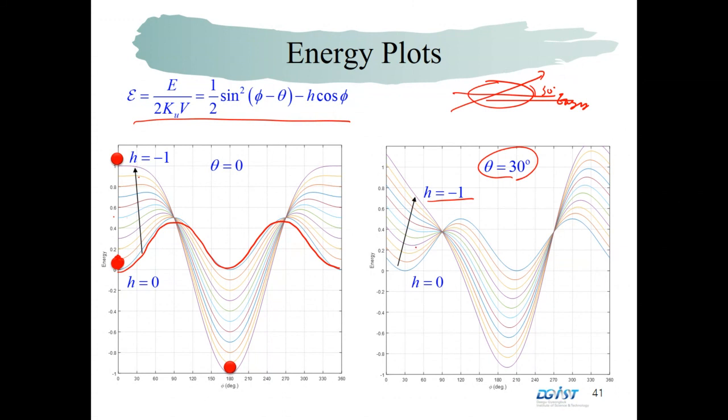Okay. And as you see here, the energy barrier is getting smaller and smaller, and the switching occurred somewhere here. Then we have a switching here. So the required field for the switching is somewhere around minus point something. So the switching field is getting smaller for the set at 30 degrees.